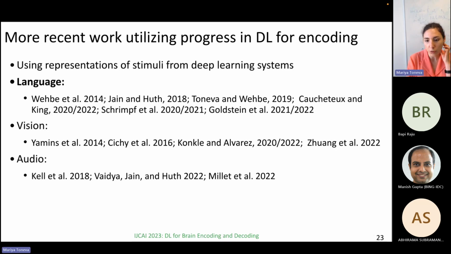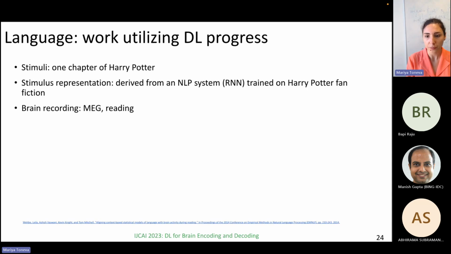First, to focus on the language domain, which I have to say is my domain as well. I work in language processing and understanding how representations of language in the brain relate to representations in language models in machines. So this is my area of expertise. I will talk a lot about language here, but I did want to mention that there are works in vision and audio as well that are very interesting and important, especially if there are people in the audience interested in those areas.